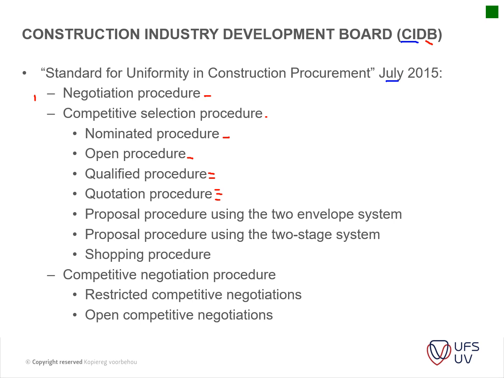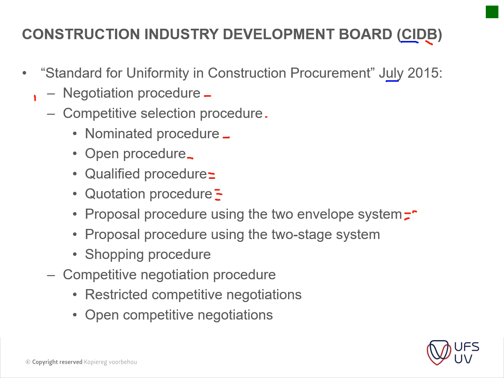Then you've got a proposal procedure using a 2-envelope system. Your envelope system is where you go out on tender, and then the contractors submit 2 tender documents. The one is only the parameters, how they would go about producing this project, and the second one is their costing. So if they fall out in the first parameters, then the closed envelope that they've submitted together with their tender is usually sent back to them, and they are not considered any further.